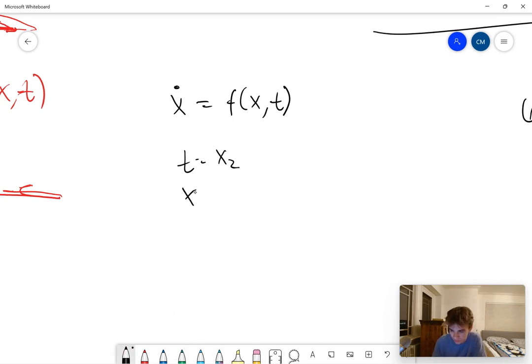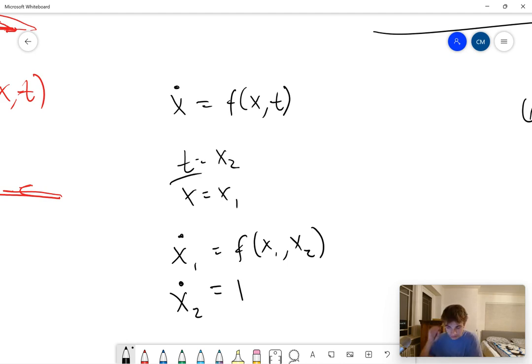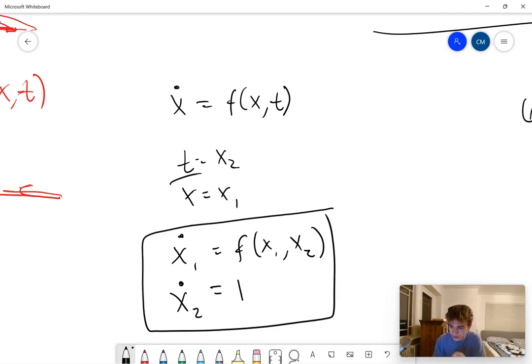X is equal to x1. And then we just have x1 dot is equal to f of x1, x2, and x2 dot is just equal to 1, because we're just taking the derivative of t with respect to time. And so we can rewrite this non-autonomous system as an autonomous system of second order.